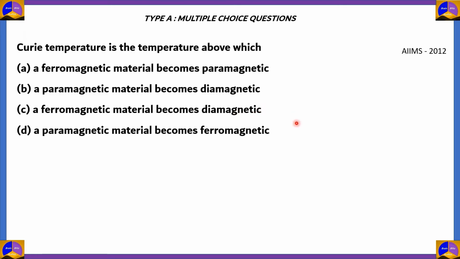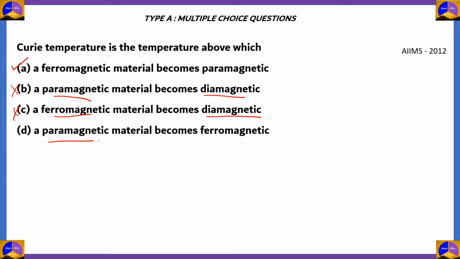If we look at a graph for magnetic susceptibility versus magnetic permeability for a ferromagnetic material, we find that above a certain temperature, it becomes paramagnetic. So therefore, option A will be the right option. If we look at options B and C, it says paramagnetic becomes diamagnetic, ferromagnetic becomes diamagnetic. Both of these cases are incorrect. Options B and C are incorrect.